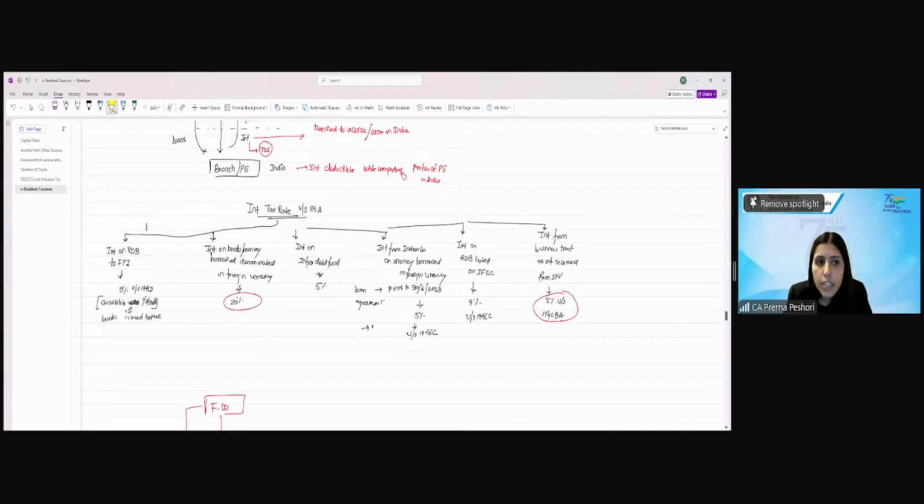Now, the tax rate for the interest is 20%. It is 20% as the residual rate. If it is on an infra debt fund, it is 5%. If it is on a rupee denominated bond listed in IFSC, it is 9%. If it is from a business trust on interest received from the SPV, it is 5% under 194LBA. Are we clear? But the general tax rate is 20%. Clear? Yes or no? Now coming to the fees for technical service.